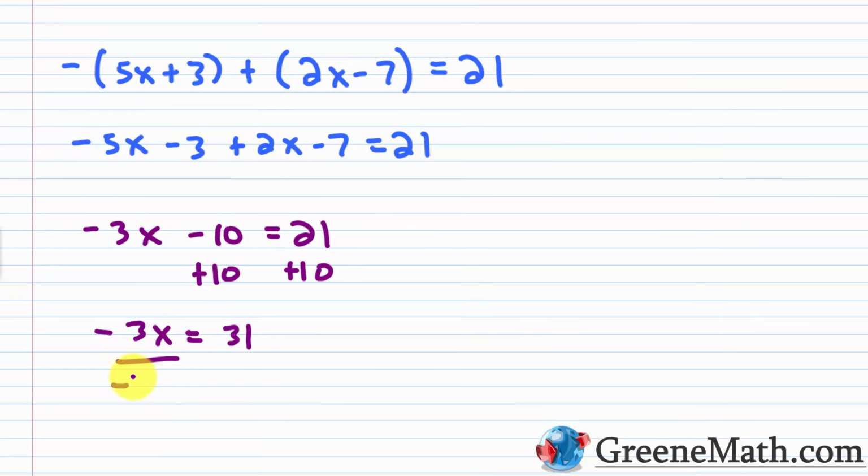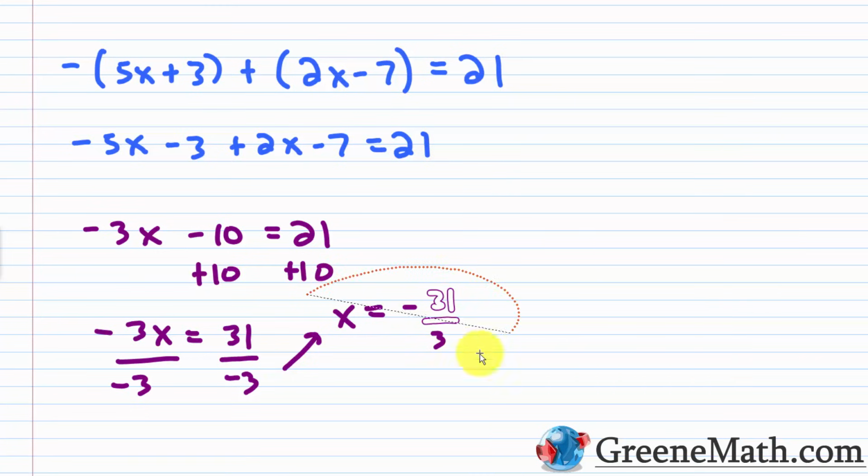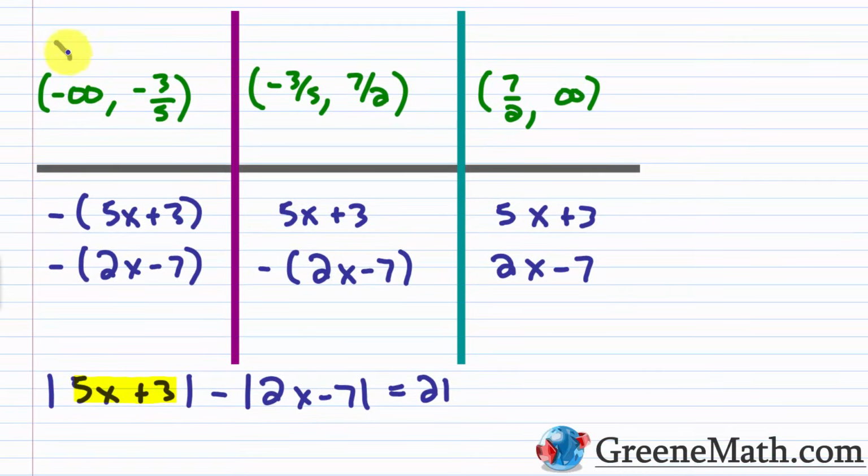We're going to divide both sides of the equation by negative 3, and we're going to get that x is equal to negative 31 thirds. Okay, so let's copy this. So let me just write that in here. X equals negative 31 thirds. Okay, negative 31 thirds. So is this valid?